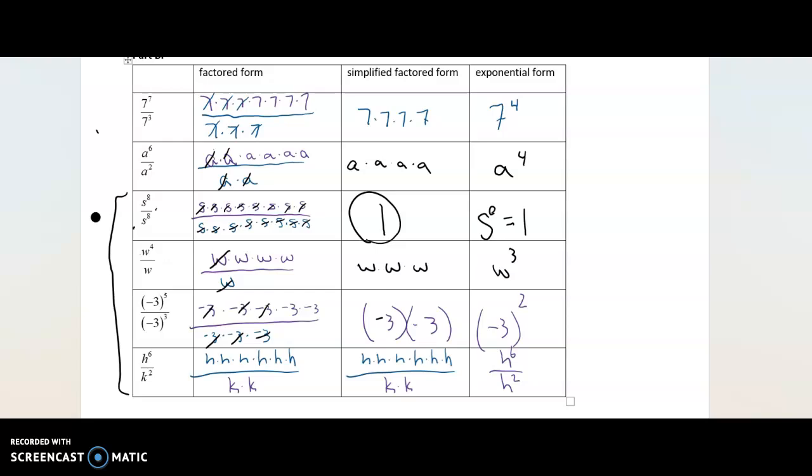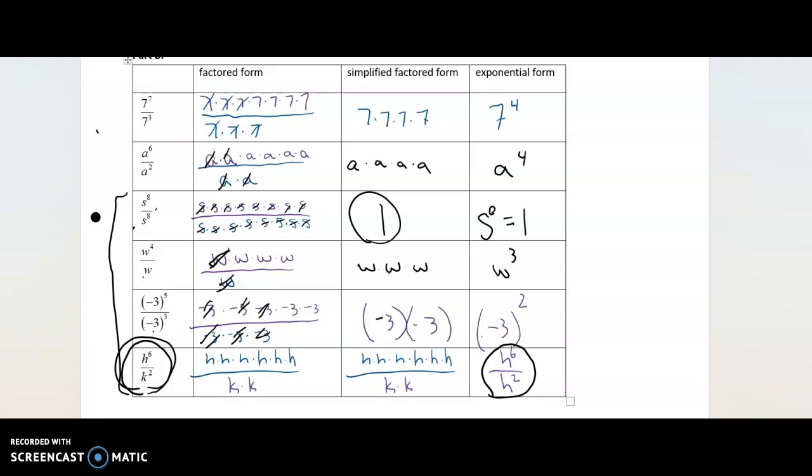Then we have w to the 4th over w. W's will divide out and we're left with w times w times w, or w to the 3rd. For negative 3 raised to the 5th over negative 3 raised to the 3rd, we'll have 3 factors of negative 3 that divide out of the numerator and denominator, and we're left with negative 3 squared. Our last example, h to the 6 over k squared, we don't have any common factors. So what we're given is actually your simplified exponential form.